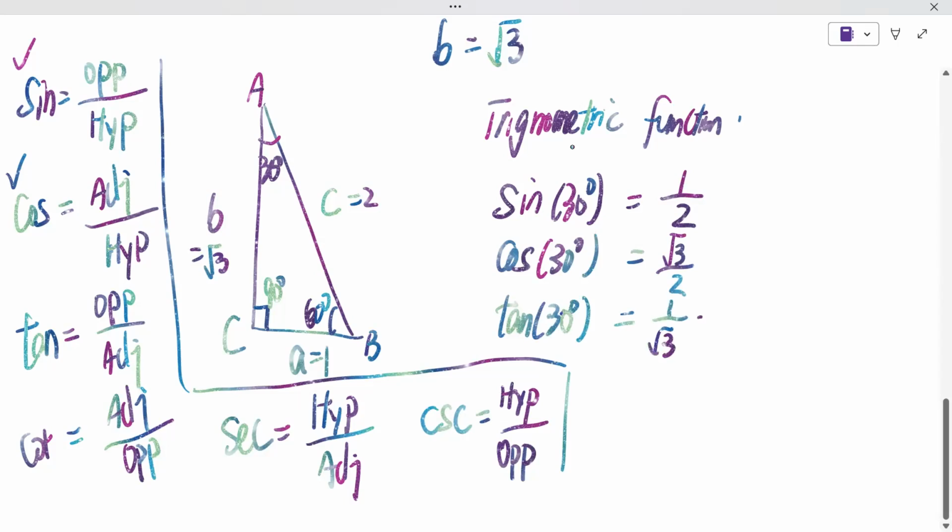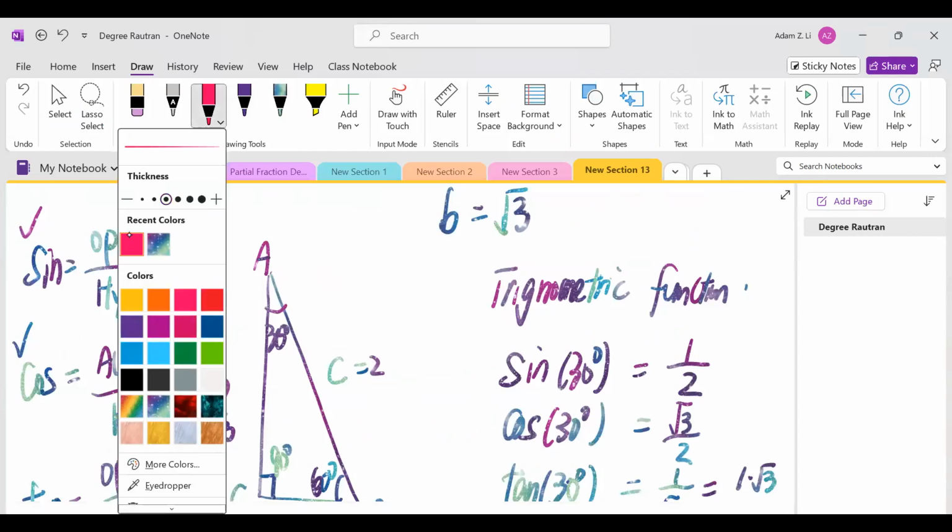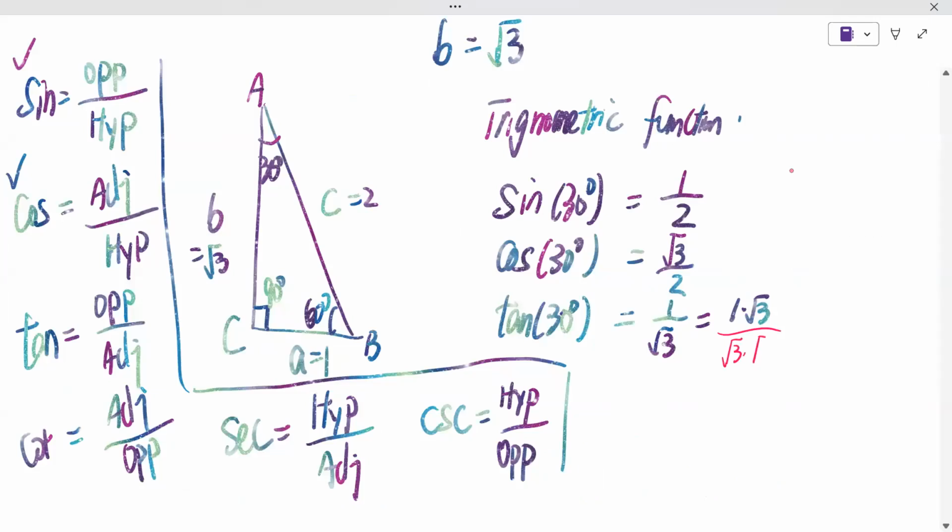And typically we're going to rationalize this, right? So it'll be 1 times radical 3 over radical 3 times radical 3. I'll change the color. It's not responding well. Yeah, radical 3 over radical 3, right?